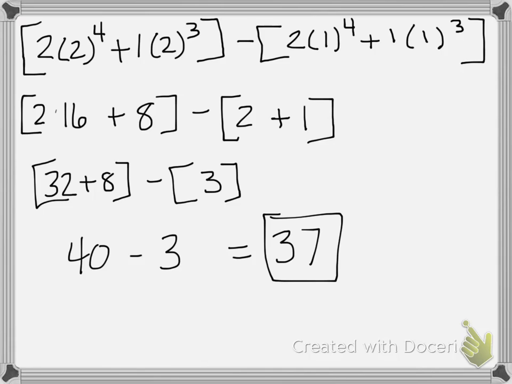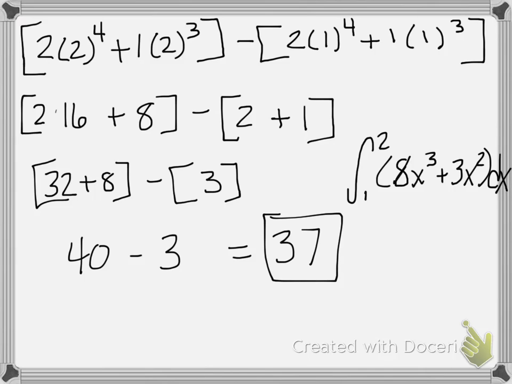And so the actual definite integral from 1 to 2 of 8x cubed plus 3x squared dx, oh, writing on the edge of the board there, is going to be equal to our 37.